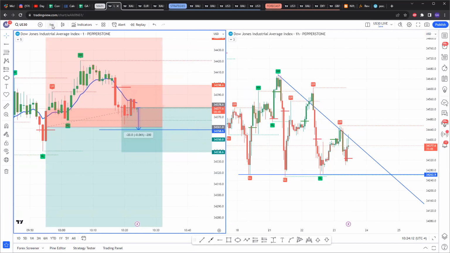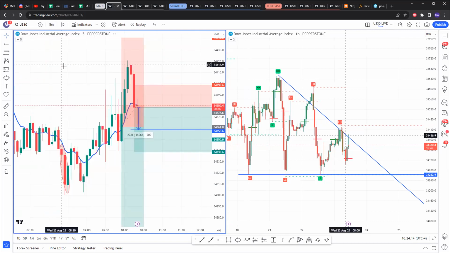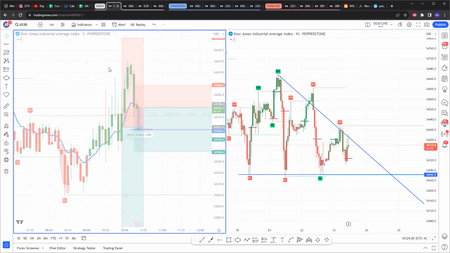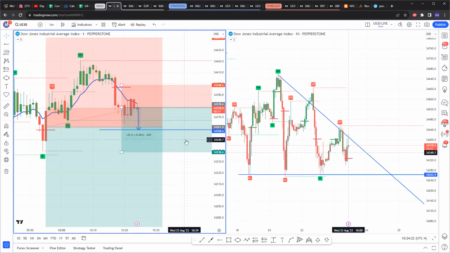Let's see what's happening on the 5. On the 5, it set it all the way down here, so nothing yet. We'll see if that validates anything.